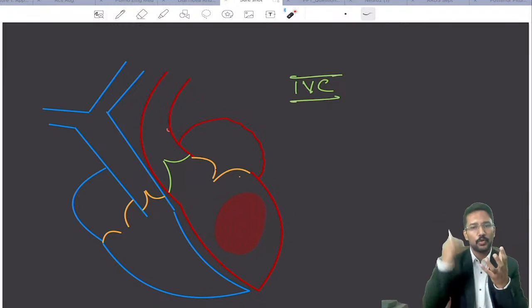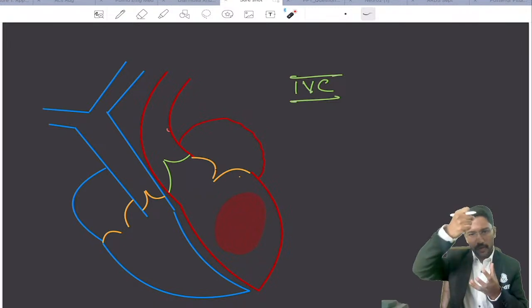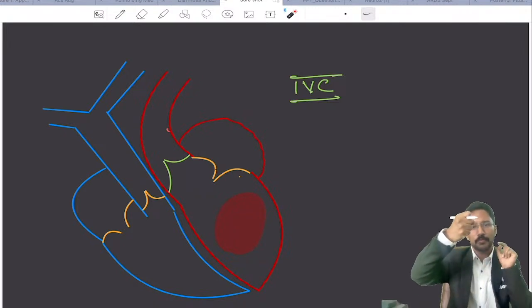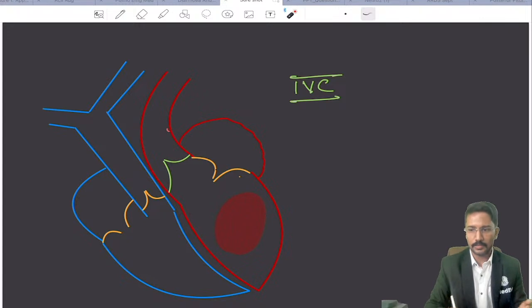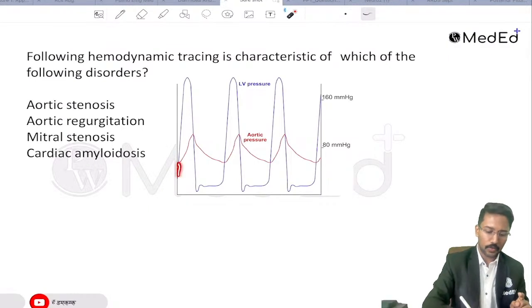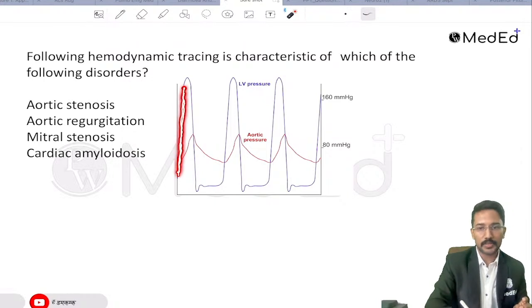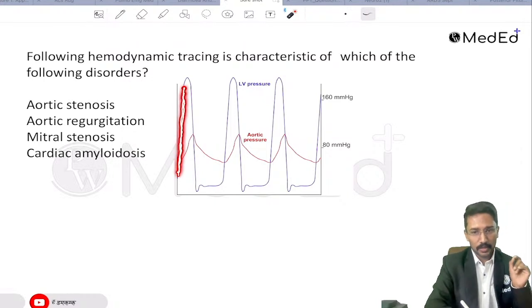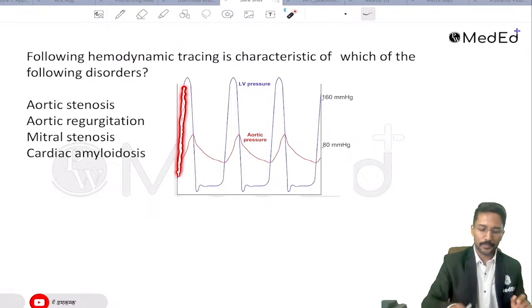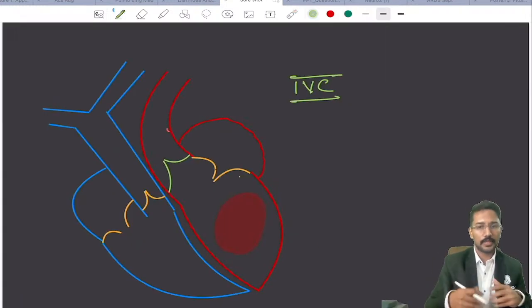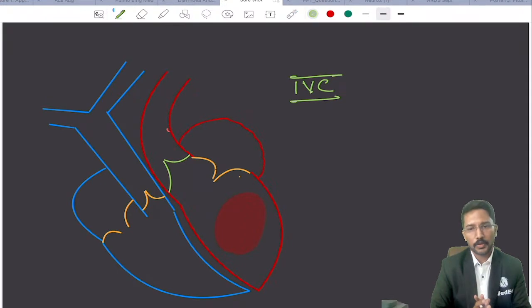Imagine a balloon you have filled with air and you have held it tightly closed and you're pressing it. Inside the balloon, pressure is increasing. All valves closed, left ventricle contracting, pressure is increasing. That is what you will see in the left ventricular pressure tracing. So initially the pressure is going up. This portion of the LV tracing, what is it representing? Isovolumetric contraction.